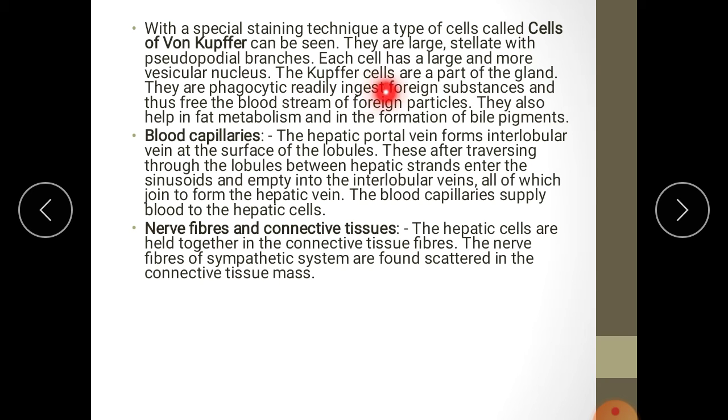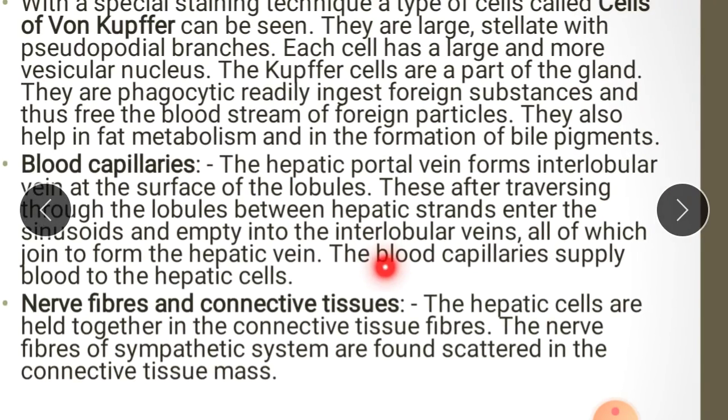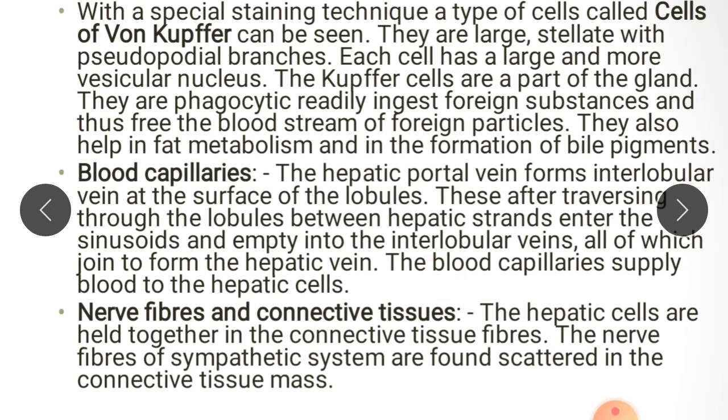The Kupffer cells are part of the gland. They are phagocytic in nature. They readily ingest foreign substances and thus free the bloodstream of foreign particles. If the bloodstream has foreign particles, such particles are engulfed by phagocytic cells. These phagocytic cells are nothing but von Kupffer cells.